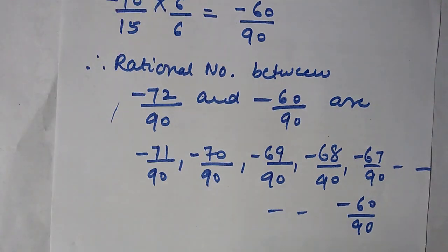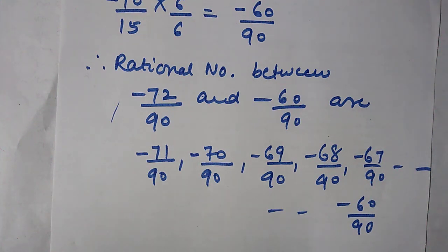Now question number 2: write 4 more rational numbers in each of the following patterns. Question number 2 you have to do yourself. Question number 3 and 4 I have already explained. Question number 5 also I have explained. So this is all about today's lecture.